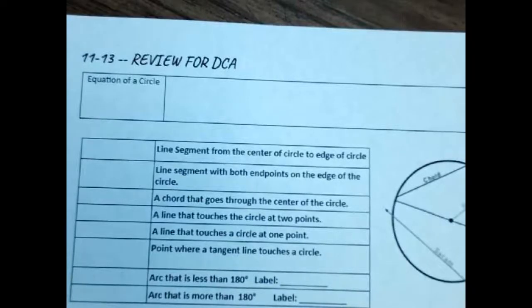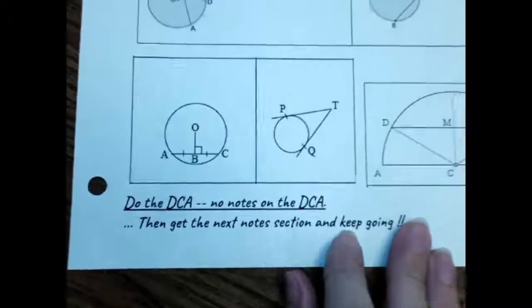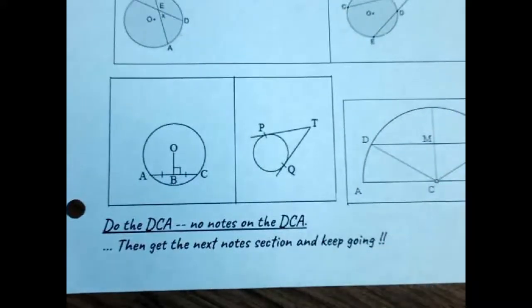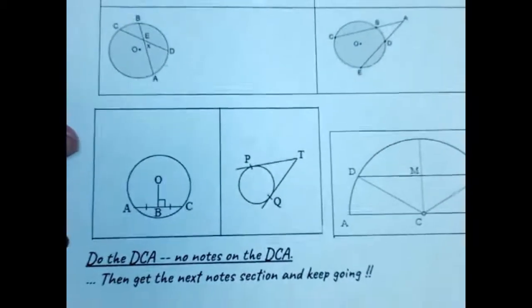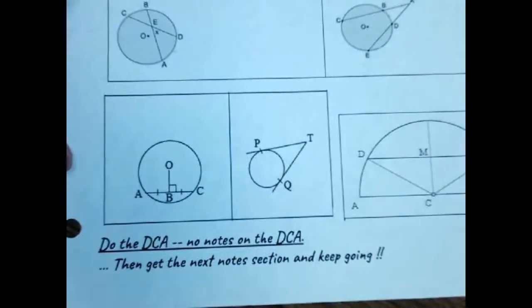Okay, this is 1113, which is a review for the DCA. Notice at the bottom, on the DCA, you're not going to get to use any notes, so you need to make sure you know this information before you start the DCA. You'll have to clear everything off your desk, just have scratch paper out for the DCA.